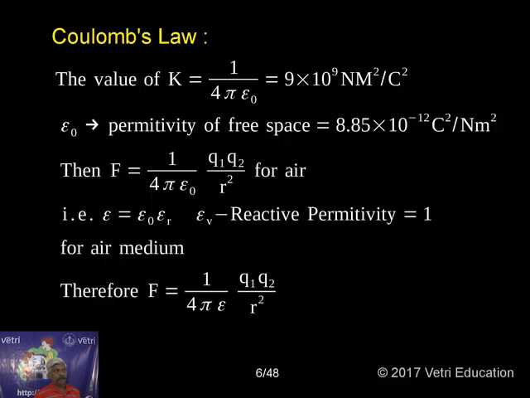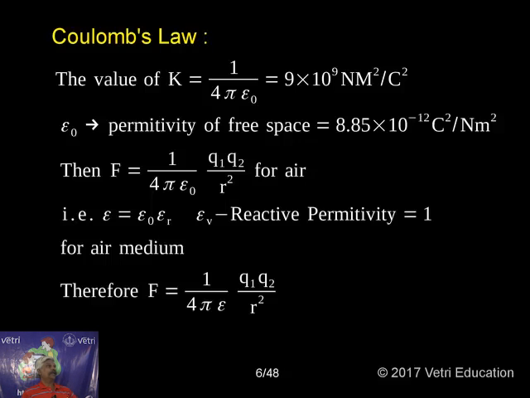Why do you have to remember? In order to solve problems, you can avoid so many mathematical steps. Directly we can put 9 into 10 power 9. Epsilon naught, permittivity for free space, is 8.85 into 10 to the power minus 12 Coulomb squared per Newton meter square. That is the reverse: Coulomb square divided by Newton meter square.